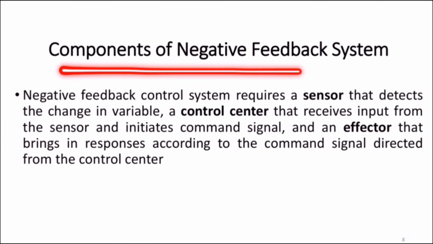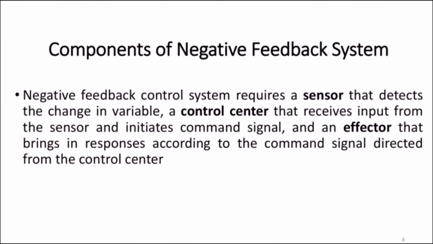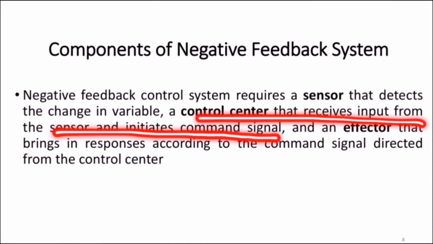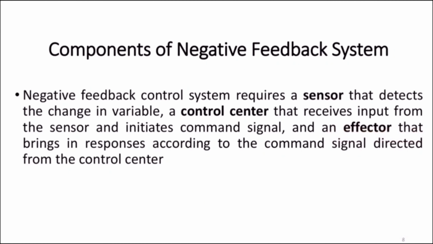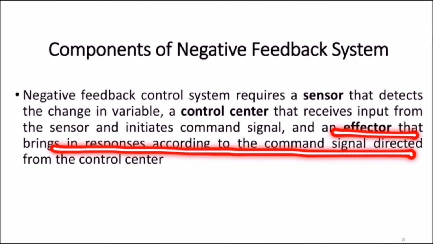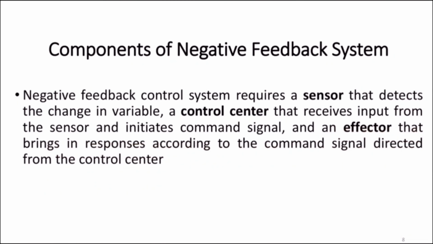What are the components of negative feedback system? Mainly there are three components: a sensor, a control center, and an effector. A negative feedback control system requires a sensor that detects the change in variable, a control center that receives the input from the sensor and initiates the command signal, and also an effector that brings in response according to the command signal directed from the control center. So it has to have three components mainly: a sensor, a control center, and an effector.